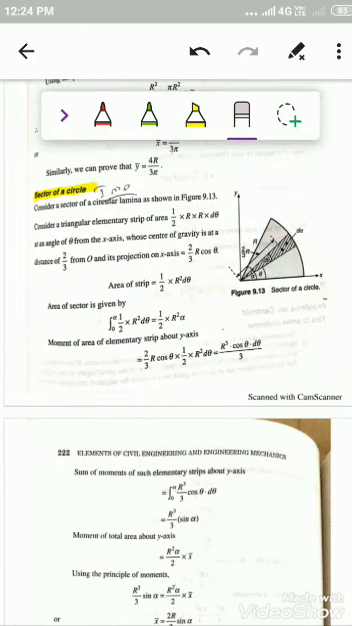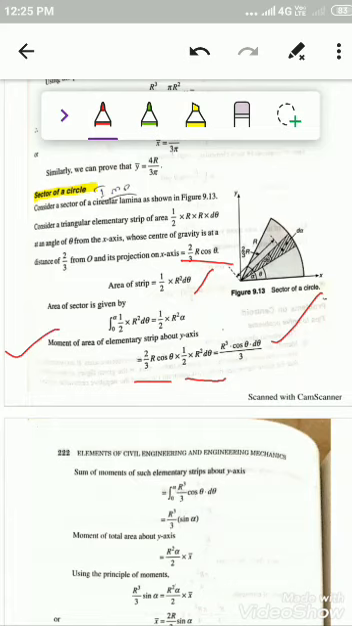Therefore, you have to do the integration to calculate the area of the sector here. Once you have calculated the area of the sector, the next thing is the same: take the moment of the elementary strip about the y-axis. Moment of the elementary strip is nothing but the area of the elementary strip into the perpendicular distance. We have the area of the elementary strip and the perpendicular distance, just multiply, and you will get this equation. That is the moment of the elementary strip about the y-axis.